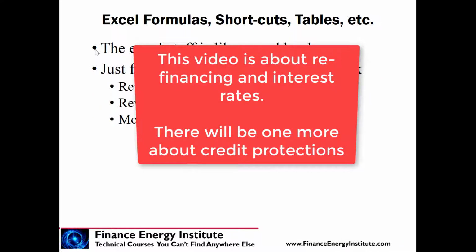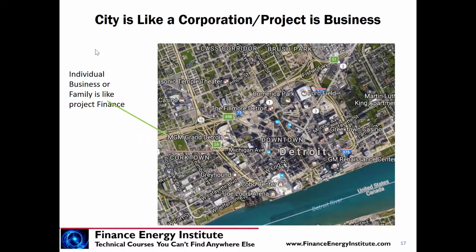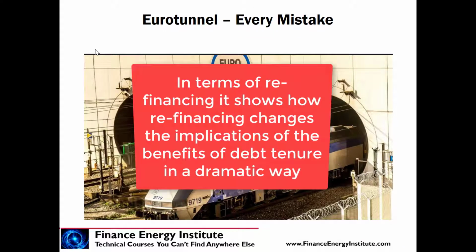Okay, and then we have some examples. I'm not showing you this. This video is about refinancing and the dramatic effects of refinancing, which I glossed over in the last one. And it's also about interest rates and how important the credit spreads are, and what you can do about deriving the implied probability of default and how important that is.